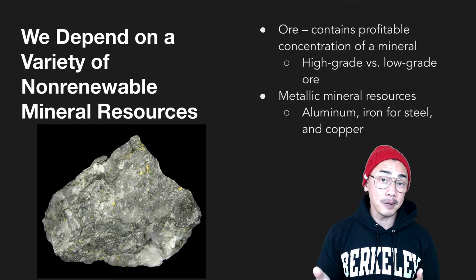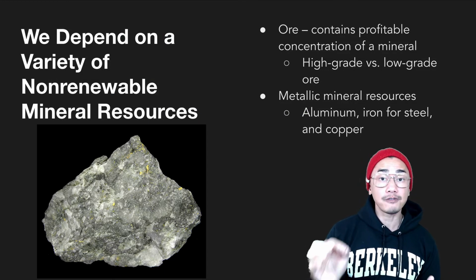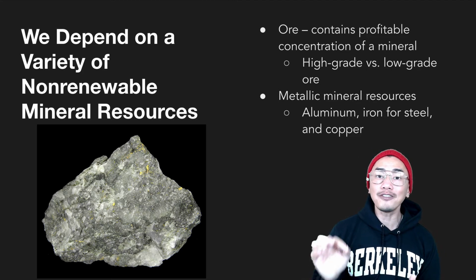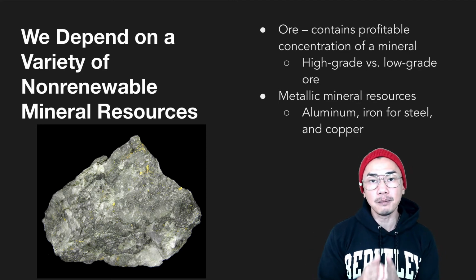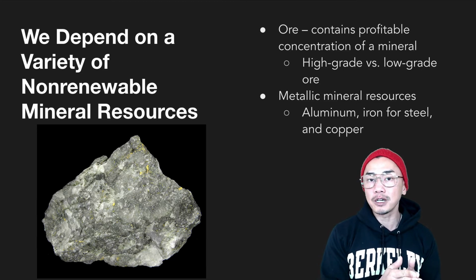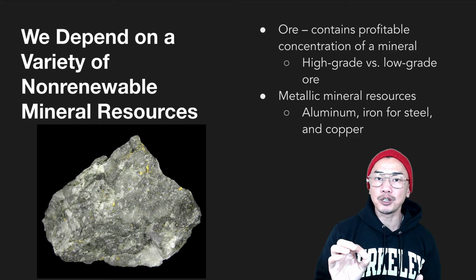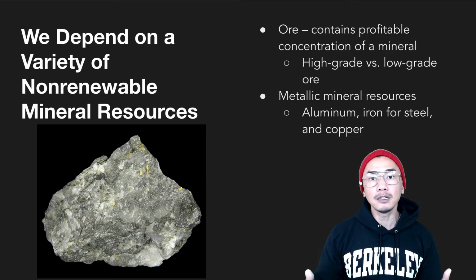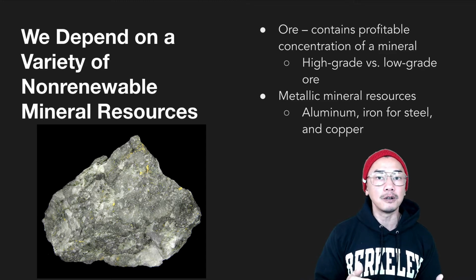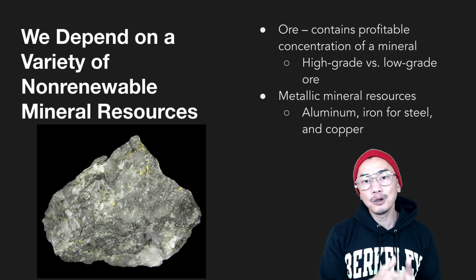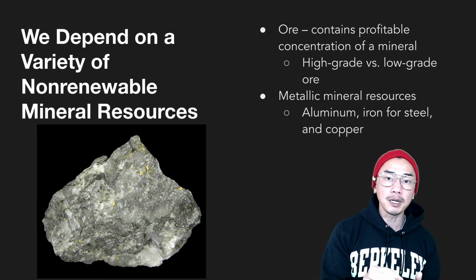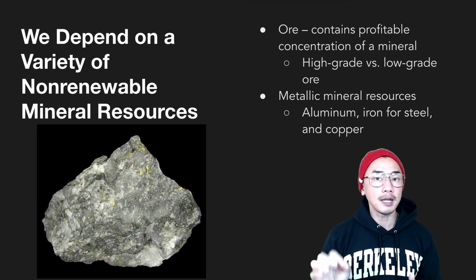The purpose of mining is to collect ore from the ground. Ore is a rock that contains a profitable concentration of some mineral. Ore comes in two forms. There's high-grade ore, which has a high concentration of the desired mineral, and low-grade ore, which has a low concentration of the desired mineral. Metallic mineral resources that we mine for include things like aluminum, iron for steel, and copper.